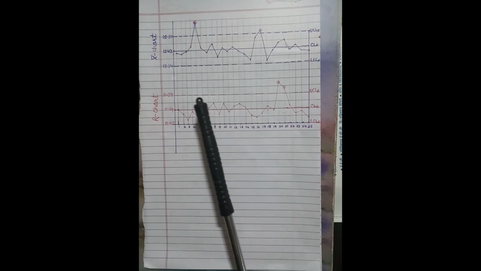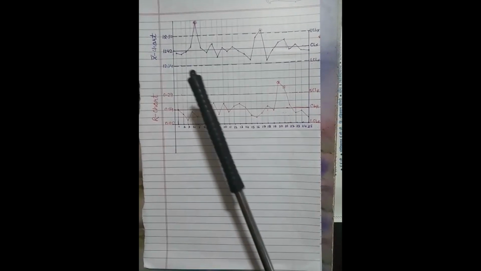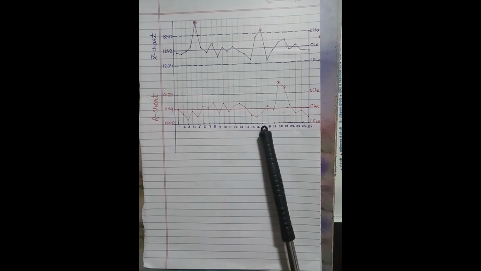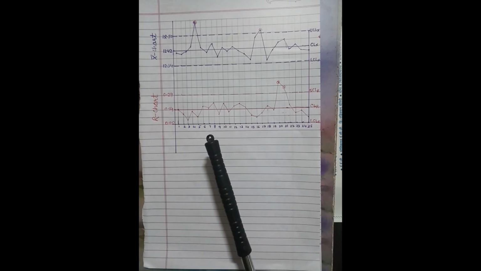Here we can visualize that 2 points, 5 and 17, are beyond upper control limit. So the components produced during subgroup 5 and subgroup 17 are having large variation which is not acceptable. So that subgroup is to be not accepted.